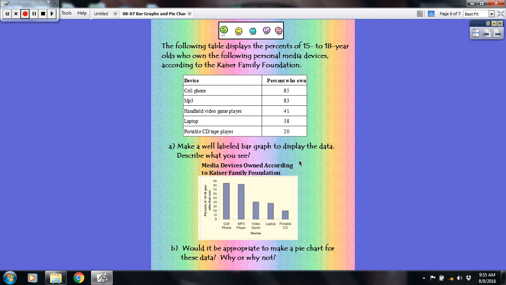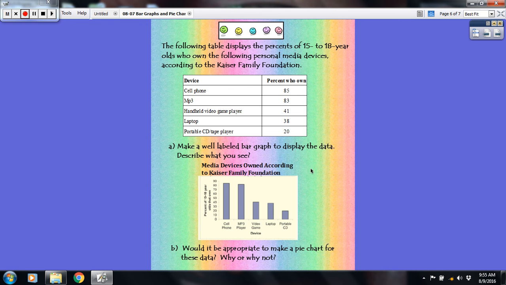I want you to notice something about the percentages, though. Just because you own a cell phone doesn't mean that you cannot also own an MP3 player, a handheld video game player, a laptop, a portable CD or tape player. So just because you own one doesn't mean you can't also own another. That's why these percentages don't add up to 100%. They add up to well over.